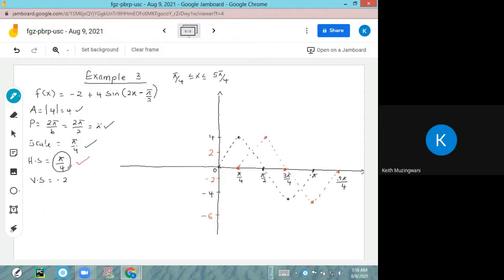So you move points. This point that was at 0 will come here. The one there will come to 2. The other one will come to -2, and then to -6, and then to -2. And then you have your sketch now.